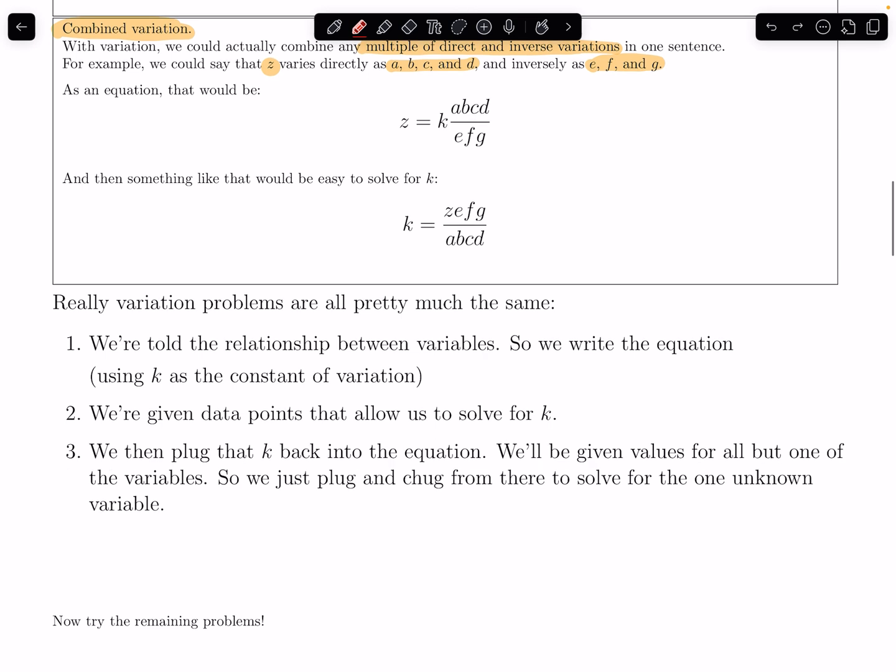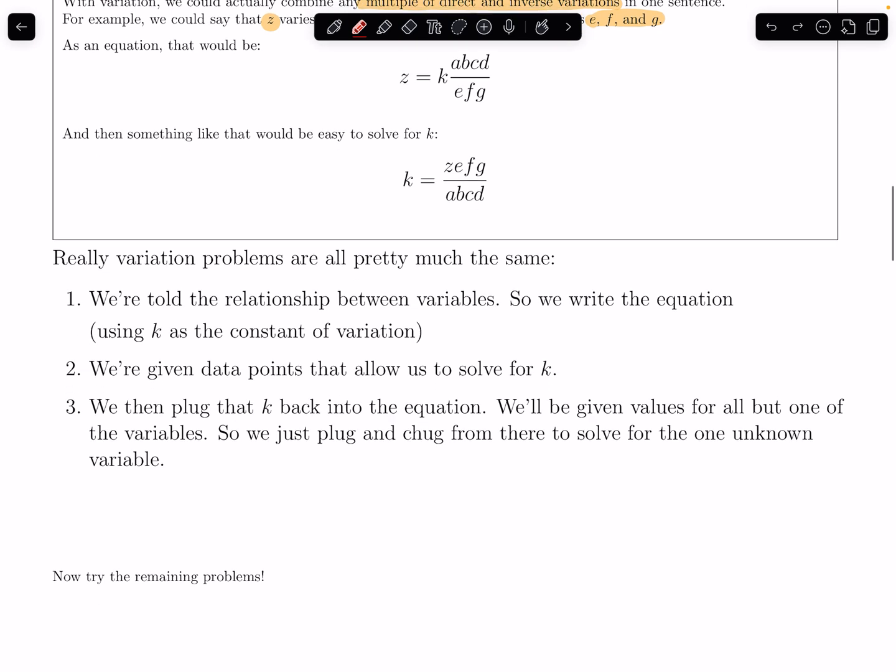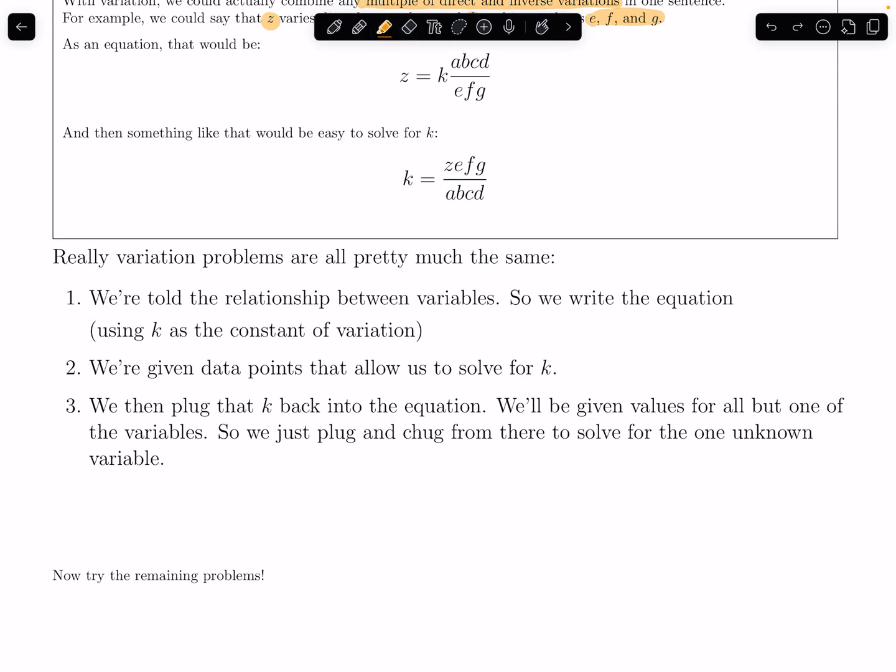Okay, so recapping, I mentioned this at the very beginning, but really these are the simple steps for solving variation questions always. Number 1, we'll be told the relationship between the variables to write the equation. Use k as the constant of variation. Even though I say that, there's really nothing sacred about using the k. It's just a convention. You could use a different letter if you really wanted to, like c for constant.